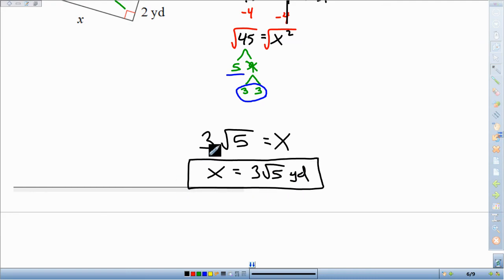So this is a way for you guys to practice simplifying radicals, something you probably haven't done in a long time.